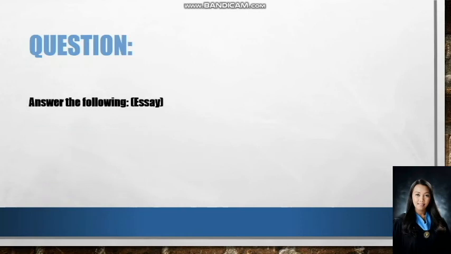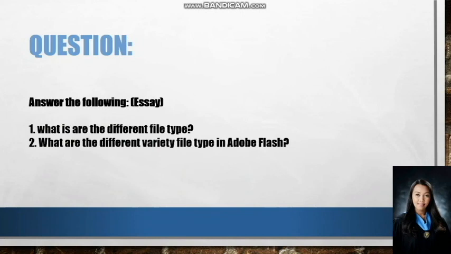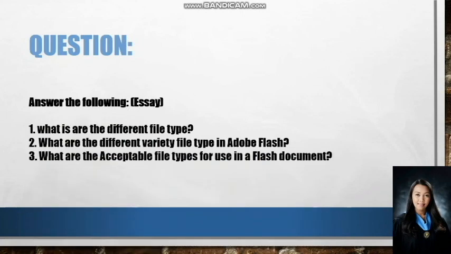So, questions. Answer the following essay. First, what are the different file types? I also discussed what the different file types are. Second, what are the different variety of file types in Adobe Flash? And then the last one, what are the acceptable file types for use in Adobe Flash documents? I hope these questions will help you to summarize the lesson for today.